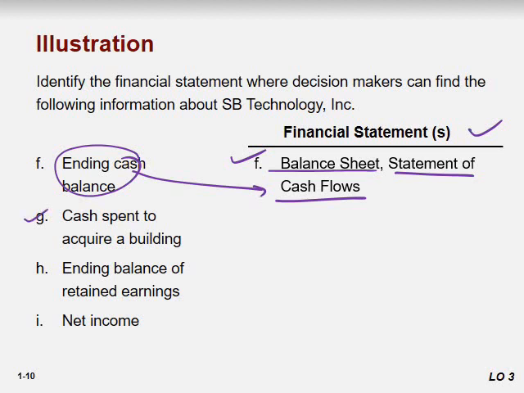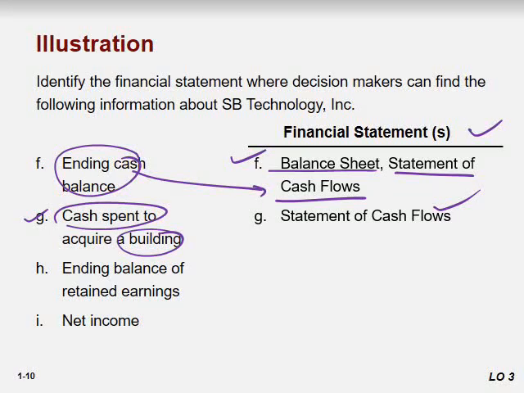The G part is cash spent to acquire a building. When you acquire a building, it means it is the statement of cash flows, right? Cash spent to acquire a building. So you are purchasing a long-term asset. When you are purchasing a long-term asset, it means it is cash flow from investing activities, right?